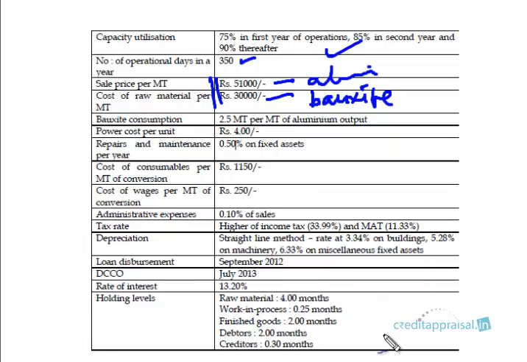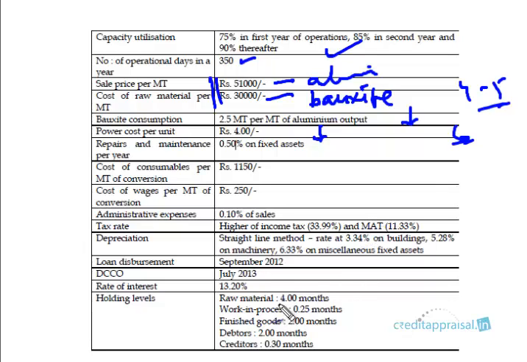Set consumption is assumed at 2.5 tons per MT of aluminium output. This seems to be on a lower level because the industry average is around 4 to 5 tons. We need to check into this. Power cost again looks to be low, isn't it? Usually for industrial borrowers it's around 6, so maybe this is on a lower side. You need to question that.